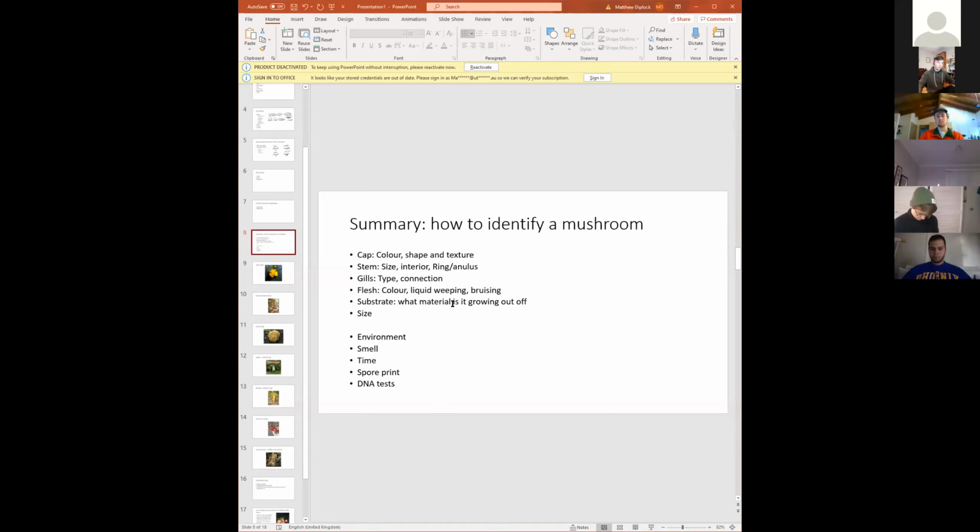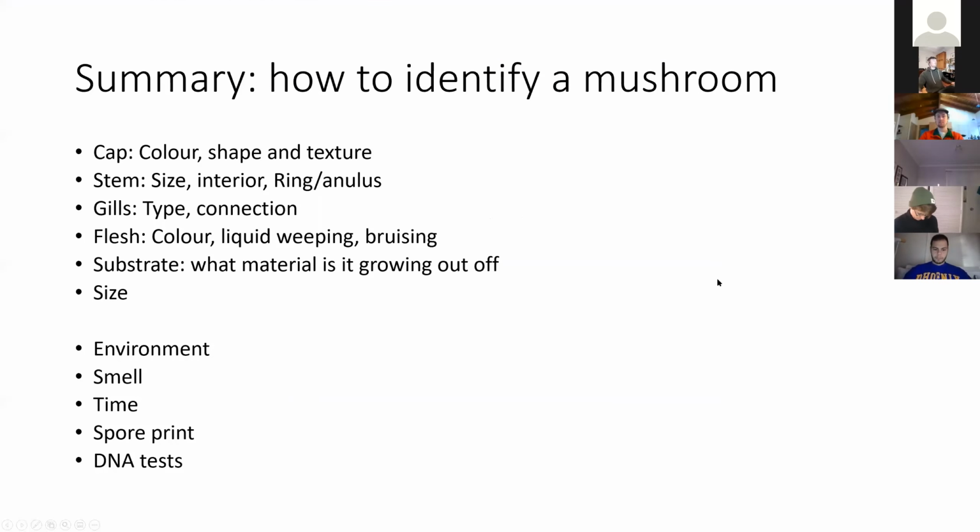All right, so your summary really is you have to look at the cap: color, shape, and texture. The stem: the size, what's on the inside, and whether it's got a ring or an annulus. The gills: you have to look at the type, whether it's gills or pores. There's a couple of other ones as well. You can have little tiny teeth and things, but be aware. And then you also have to look at the flesh.